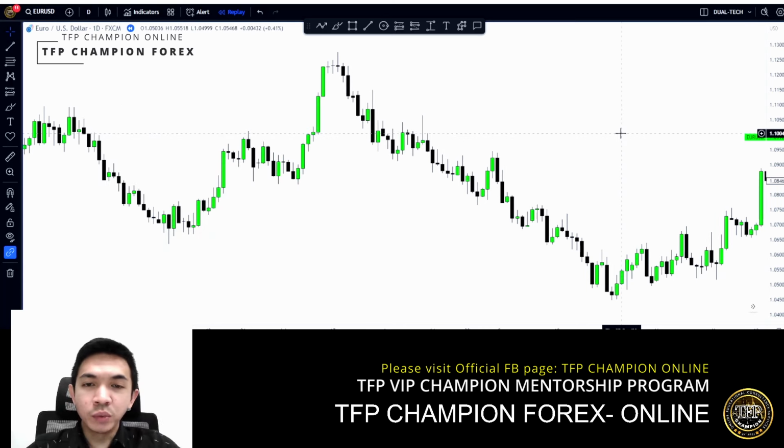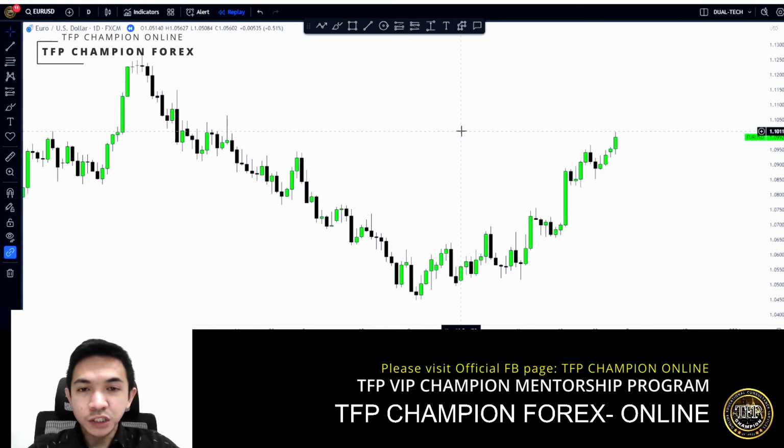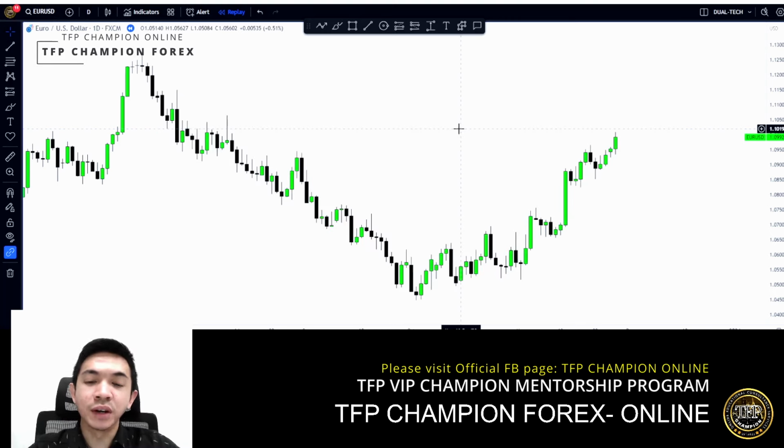So, of course, when we talk about key levels, it depends on whether you are trading short term, day trading, or long term. So the question is, what opportunity is the market giving you? If you are a swing trader, definitely your key level would be on a daily time frame. On the other hand, if you are day trading, more or less your key levels would be on 4 hours. And if you are scalping or short-term trading, at least you have an hourly or H1 key level.